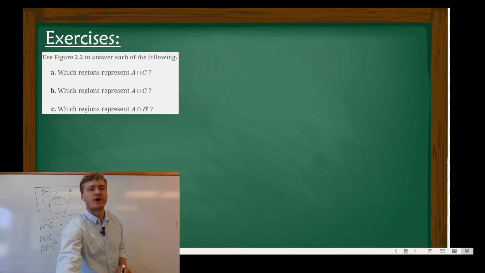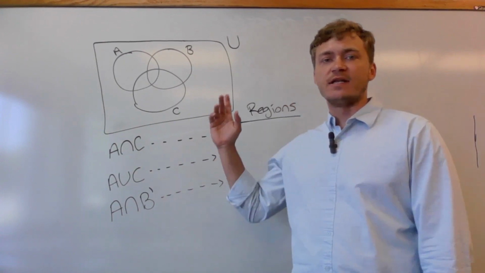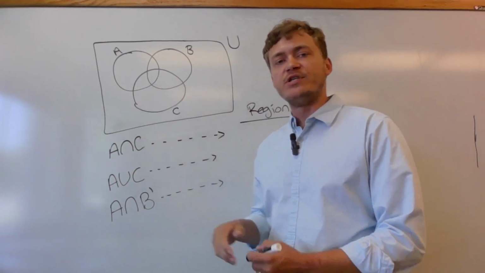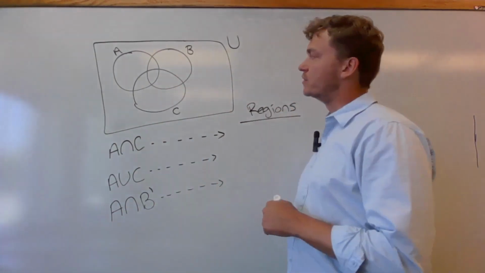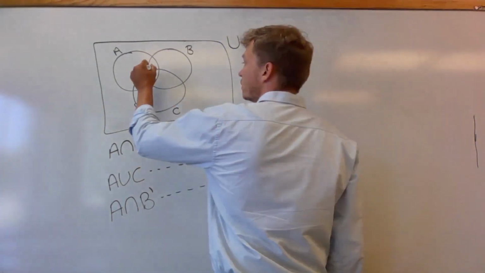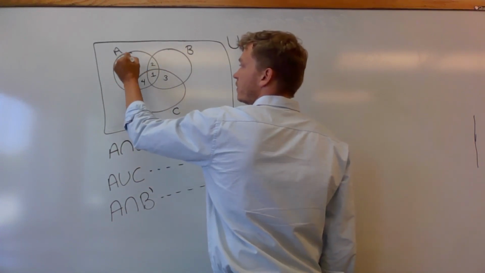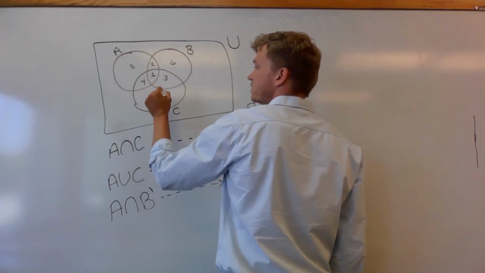We will first look at part A, that is A intersection C. Go to full screen here. Where do we have A intersection C? Well, let's start by labeling out our 8 regions, starting with the middle region. We'll skip the Roman numerals for now and use numbers. That is regions 1, 2, 3, 4, 5, 6, 7, and 8.